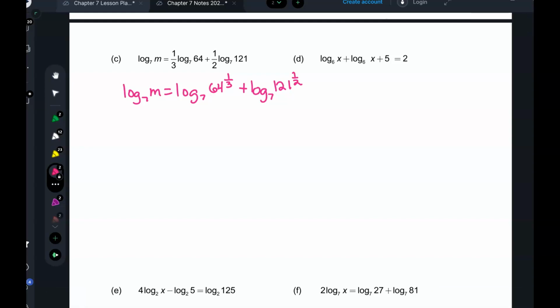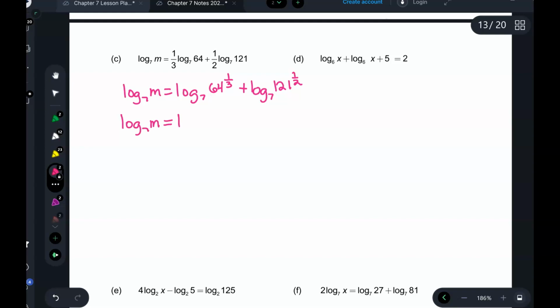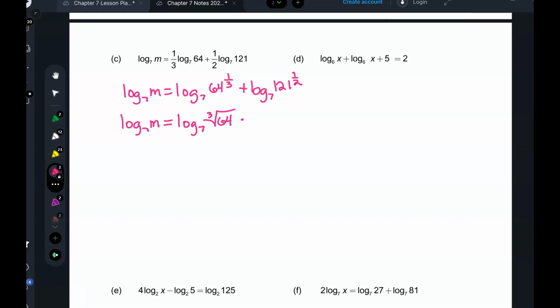We could combine the right side. So that's going to be log base 7 of m equals log base 7. Now, 64 to the 1/3 is also the cube root of 64. I'm going to make that times. And then what would 121 to the 1/2 be? Wouldn't that be the square root? Yeah, that would be 4. That's what I was saying, sometimes you can combine steps.